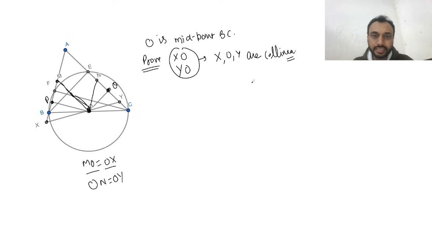Because we want to prove that the XY line passes through the midpoint. So assuming O is the midpoint of BC and connecting XO and YO, if we prove that X, O, Y are collinear, then we have proved that thing, right? Now to prove that they are collinear, I will try to prove these two angles are equal.